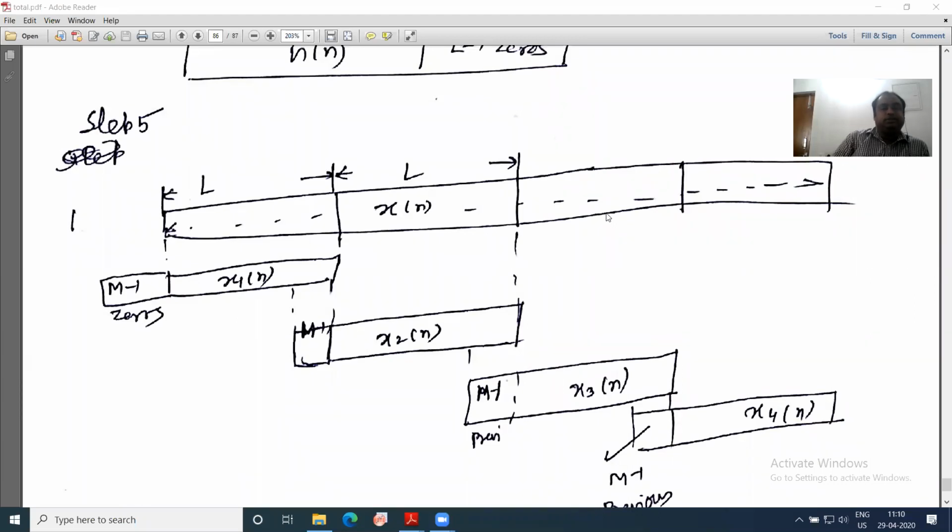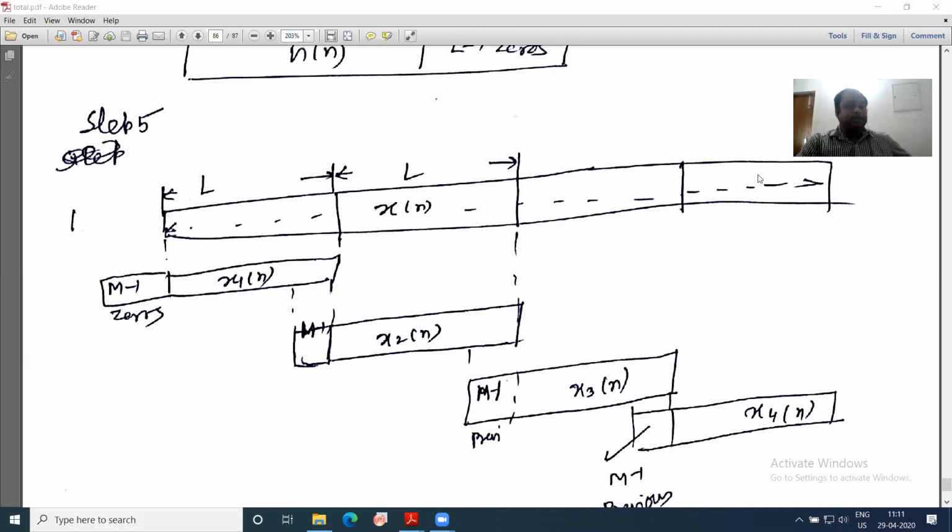Now the difference between the previous method and this method: in the previous method we have not padded zeros, but in this method we have to insert zeros earlier. After introducing zeros, we have to make this computation. Now what I am explaining in this step 5 is that you have to add m-1 samples from the previous data. M is the length of the impulse response.